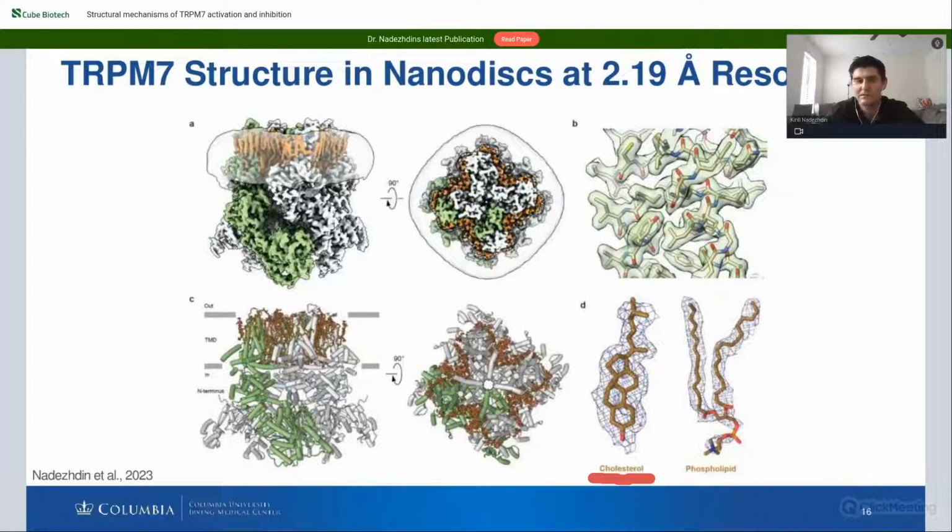And this is interesting because we didn't add any cholesterol during protein purification. So if we see cholesterol bound to our protein, it means that it came from the cells themselves. During all steps of our purification, during the extraction using detergent, during reconstitution into nanodiscs, this cholesterol molecule still stays attached to our protein. So it means that cholesterol is very important for the integrity and structure of the protein.